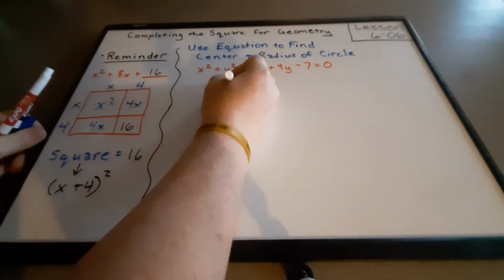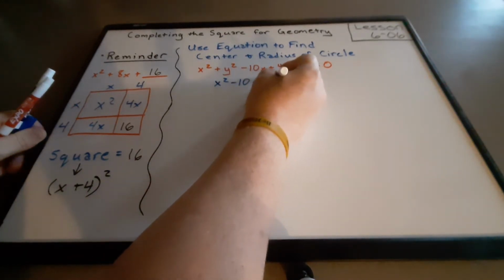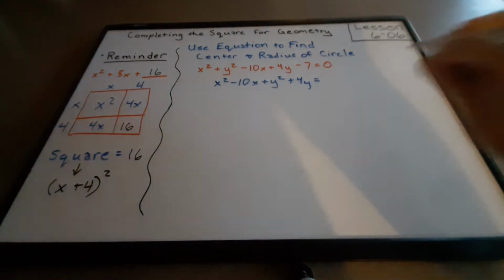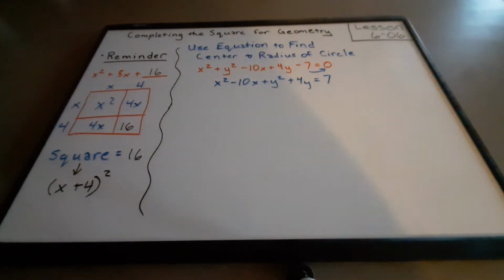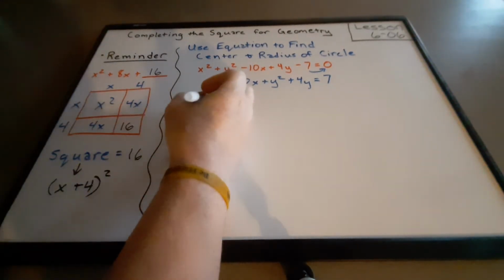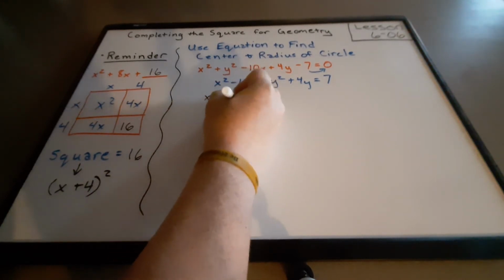x squared minus 10x plus y squared plus 4y equals 7. We want to move this 7. That's the lone thing that's kind of separate. Everything else we want to put together. We want the x's near each other, the y's near each other. This is because they will help us determine the x and the y values of the center. The next thing we want to do is rewrite it with a missing part.